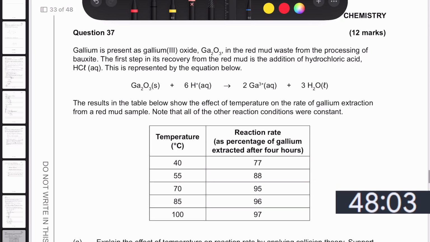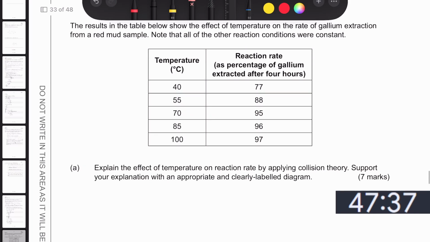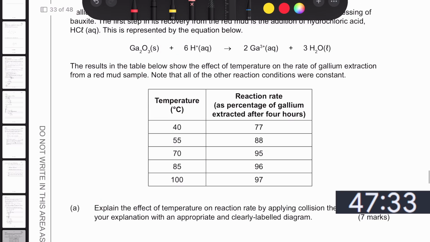Gallium is present as gallium(III) oxide, Ga2O3, in the red mud waste from the processing of bauxite. The first step in its recovery from the red mud is the addition of hydrochloric acid, HCl. This is represented by the equation below. The results in the table show the effect of temperature on the rate of gallium extraction from a red mud sample. Note that all the other reaction conditions were constant. By applying collision theory.